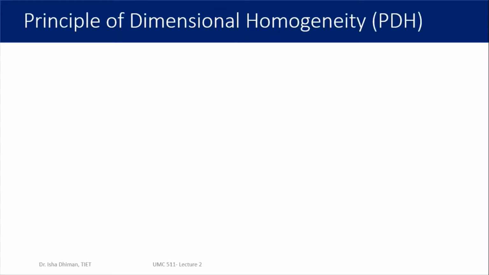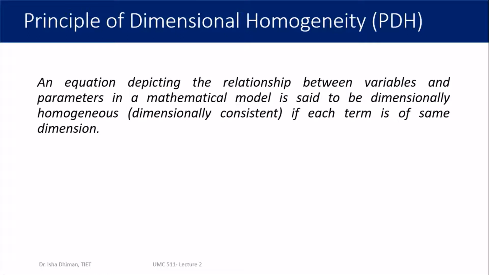It is based upon a fundamental principle known as the principle of dimensional homogeneity, also known as the principle of dimensional consistency, but in short we'll be calling it PDH. Let's have the definition of this principle. It says, an equation depicting the relationship between variables and parameters in a mathematical model is said to be dimensionally homogeneous, dimensionally consistent. Soon I'll be coming to the meaning of variables and parameters.